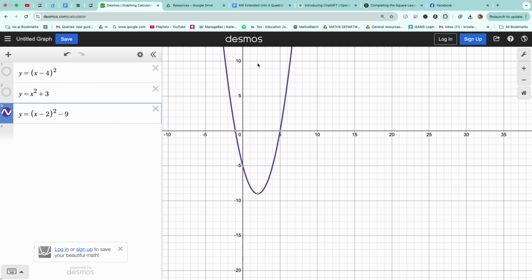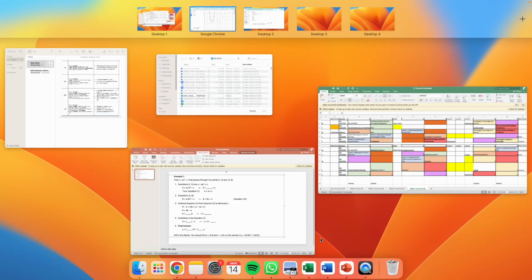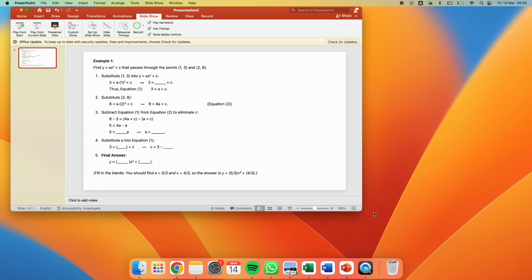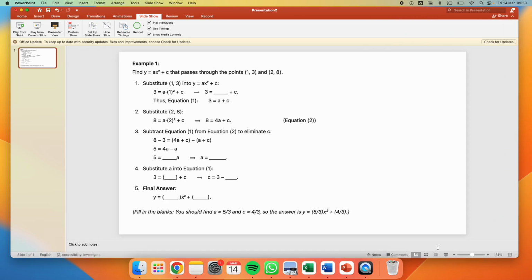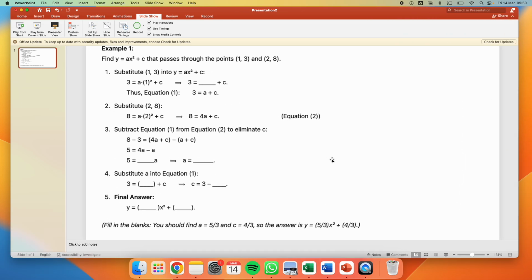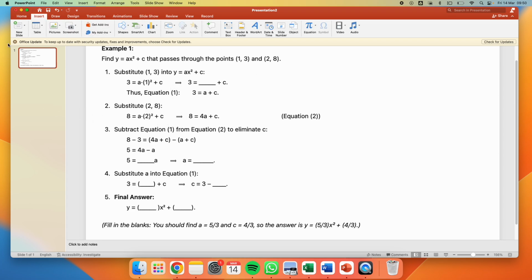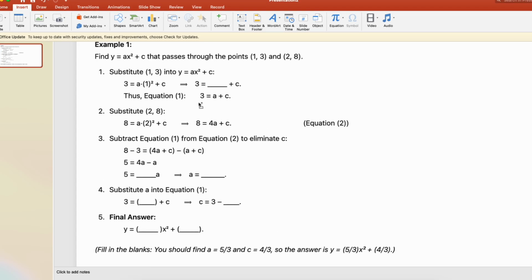Now, what we're going to go over today is slightly different, but not too complicated, and it involves equations and quadratic graphs. We are going to be specifically looking at the following question. Find the equation of the quadratic given we have 2 points, (1, 3) and (2, 8). So what we have to do for this particular question is substitute into the equation. Substitute (1, 3) into the equation.